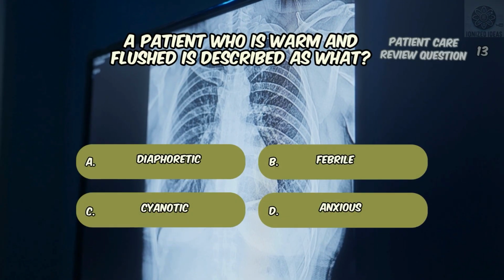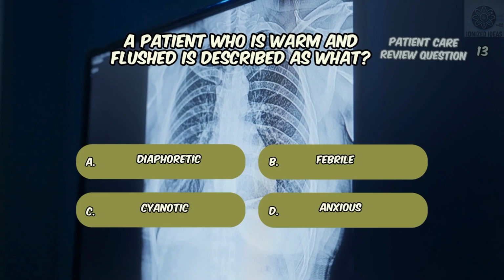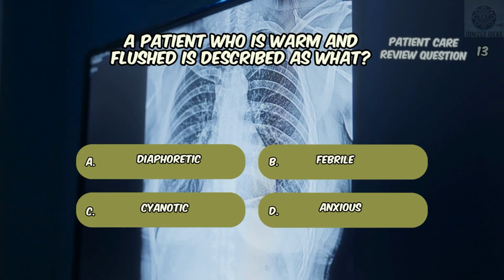A patient who is warm and flushed is described as what? A. Diaphoretic, B. Febrile, C. Cyanotic, D. Anxious.